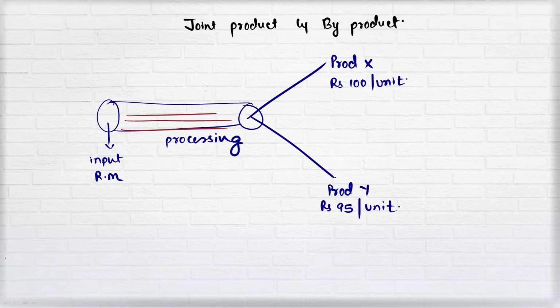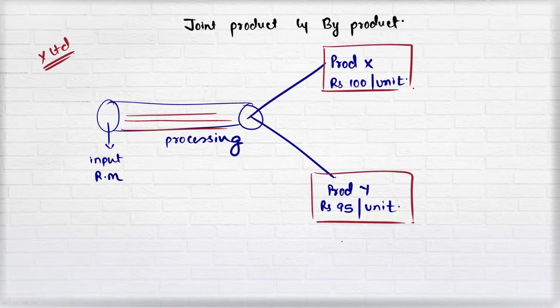What do you think is the objective of this business? Say the business is X Limited. Their objective is to manufacture product X, or product Y, or both the products? Both the products, because one has a value of 100 rupees, another has a value of 95. The objective is to manufacture both the products and sell both the products, right? These two products, X and Y, will be termed as which type of product? Joint product.